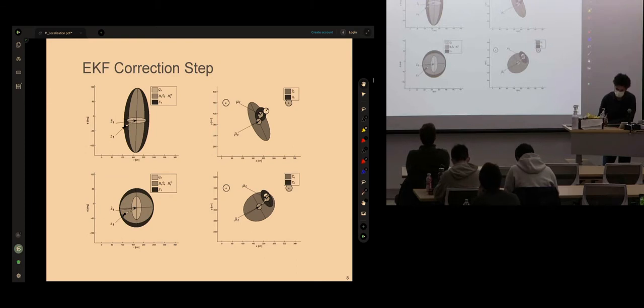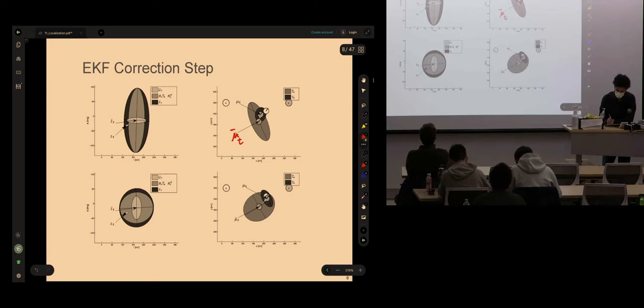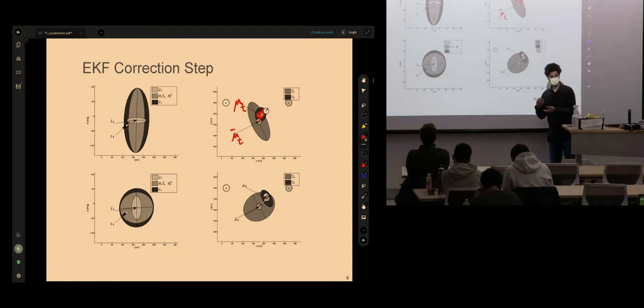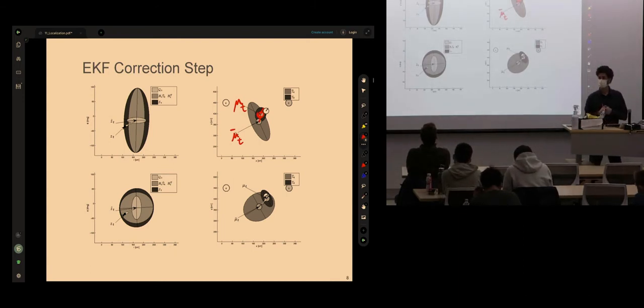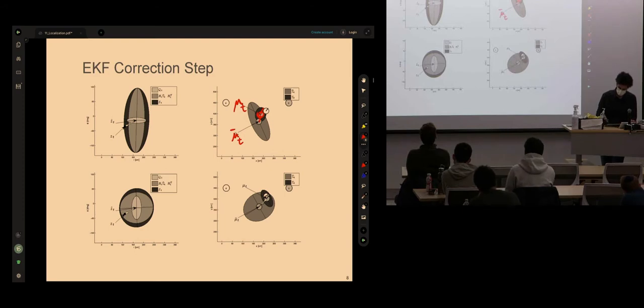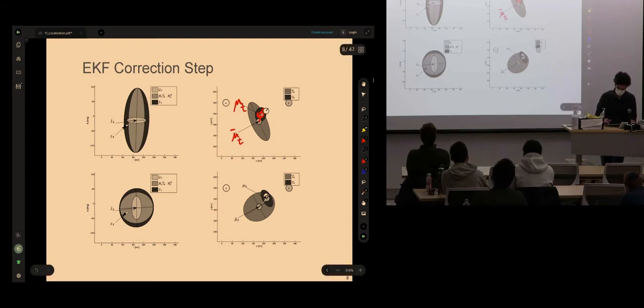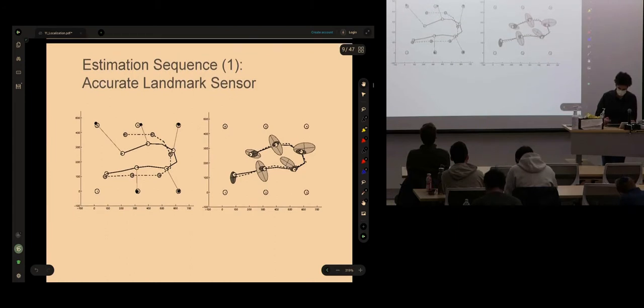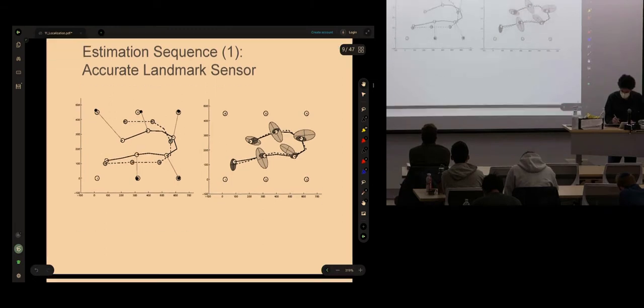So when we run the correction, we were here, and then we do correction, and maybe we move closer to the real robot. That's the idea, right? And this is happening usually at very high frequency. Now, let's say the robot starts from here.